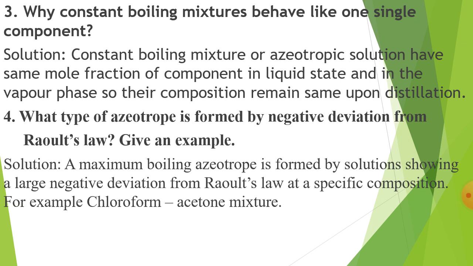Question number 4. What type of azeotrope is formed by negative deviation from Raoult's law? Give an example. Again here, negative deviations mean more force of interaction and hence they indicate more boiling point. Maximum boiling azeotropes are formed by solutions showing large negative deviation from Raoult's law at a specific composition. Here as an example you can take chloroform acetone mixture.